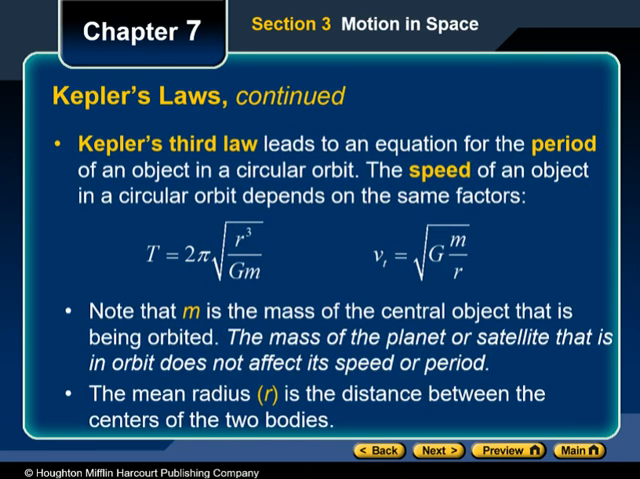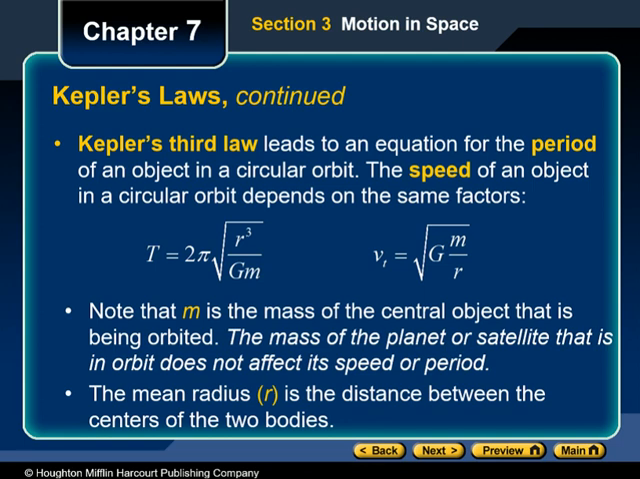Kepler's third law describes orbital period. According to Kepler's third law, T squared is proportional to r cubed. The constant of proportionality between these two variables turns out to be 4 pi squared over big G times m, where m is the mass of the object being orbited.